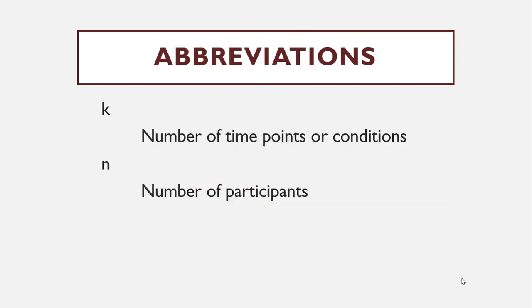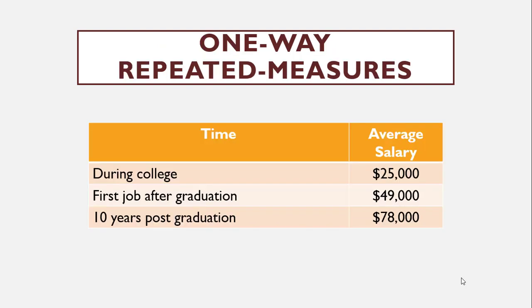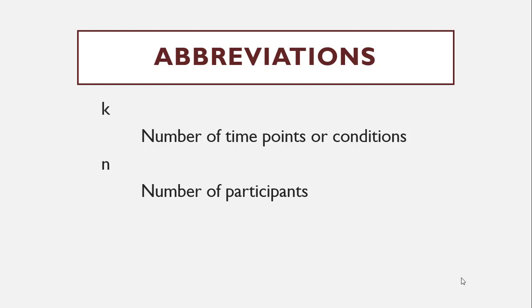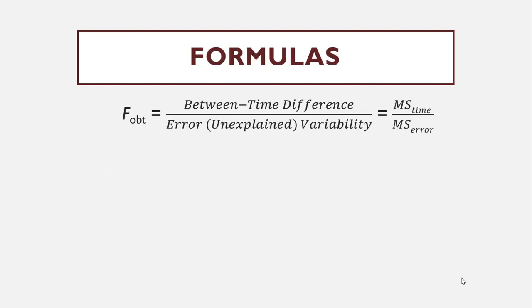In this case, we still refer to K. Before, in the between subjects ANOVA, K was our number of groups. So if we were comparing three different groups of individuals, then we would have had K equals 3. In this case, it's the number of time points or the number of conditions. So because we look at salary during college, right after college, and 10 years after college, we have K equals 3, because that's the number of time points. We also have the number of participants, and I'm going to show you an example where we have 5 participants, but of course it would depend on the number of actual participants, and we use little n for that.